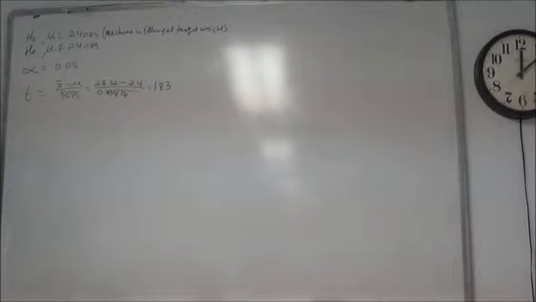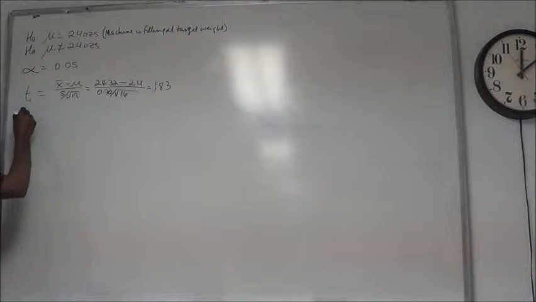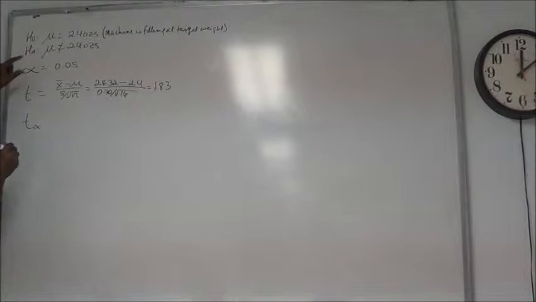Okay. So, next step is step 3. We need the critical value of T. That means we need to know what the value of T is from the distribution based on the alpha and based on the number of degrees of freedom. So, what is T for this alpha? It's a two-tailed test, so we know we need to divide this alpha by 2.